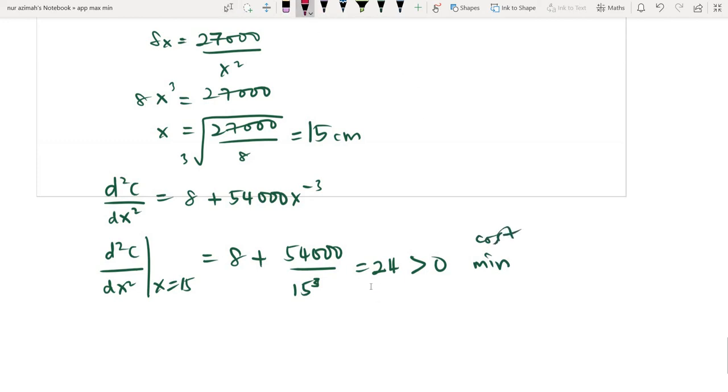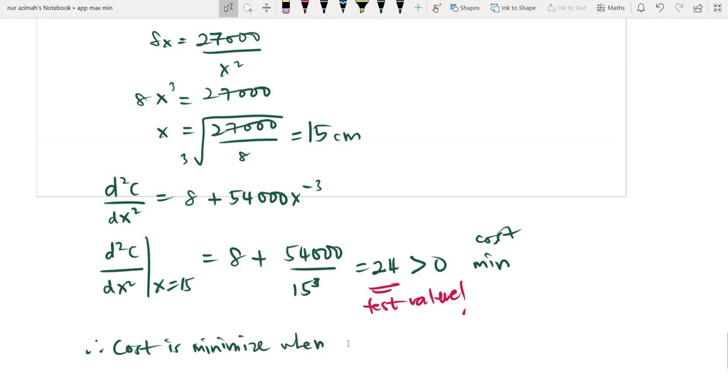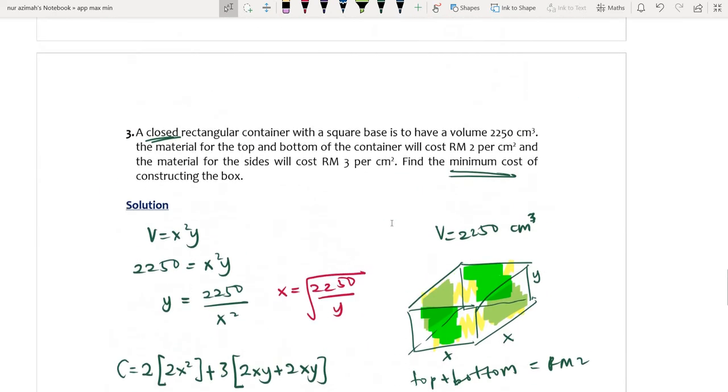Remember, this is only a test value. Therefore, the cost is minimized when x equals 15 centimeters. And then we need to find the minimum cost actually.